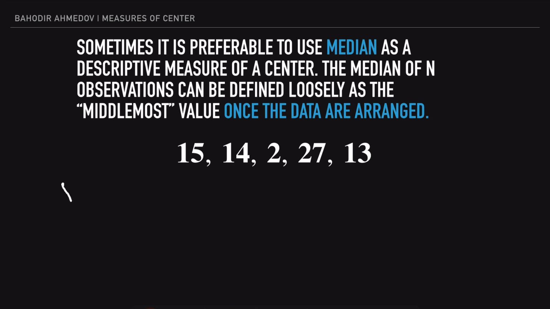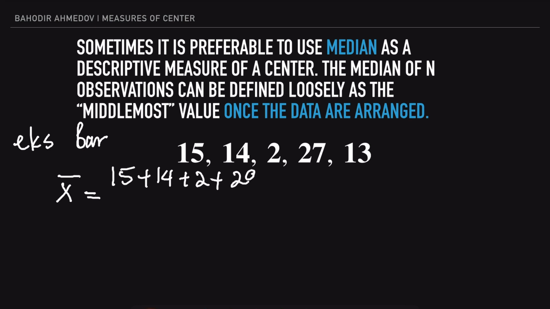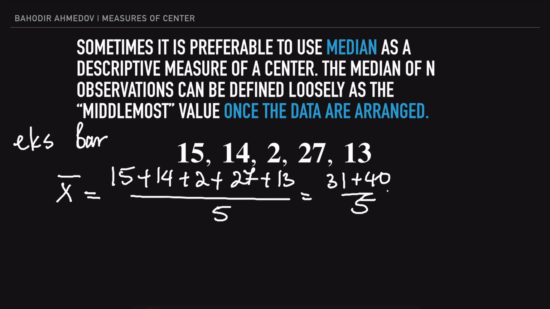So the mean is denoted as x bar. We write this as x bar is equal to the sum of all of these values, 15 plus 14 plus 2 plus 27 plus 13, over 5. If we sum this, it is going to be 31 plus 40 divided by 5, and that's going to be equal to 6 plus 8, 14.2.